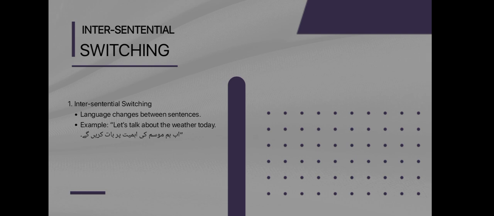How does it work? The speaker mixes two languages in one sentence, like: I need to study for the examination, लेकिन मुझे time नहीं मिल रहा. The English and Urdu are mixed within one sentence. That's intrasentential code switching.